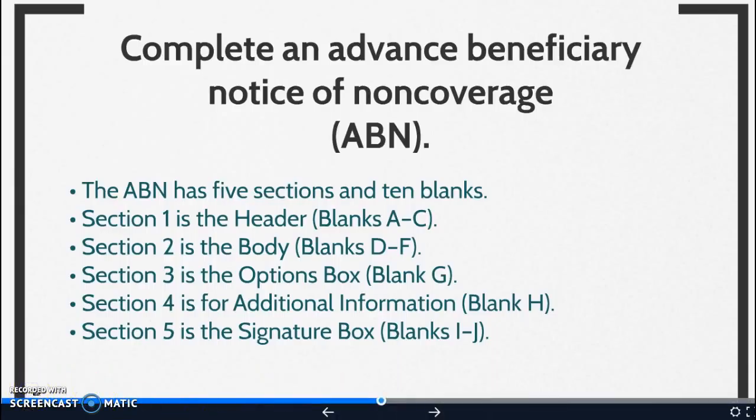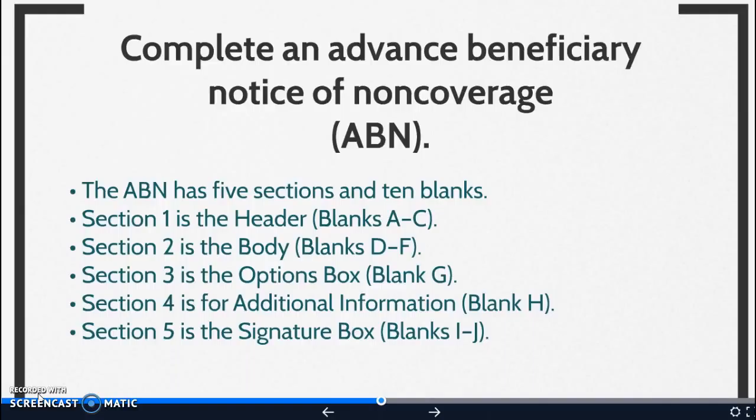Okay, so in order for it to be a valid ABN, there must be at least one reason applicable to each item or service listed in blank D, and it can be the same for all the items that you've listed there. So blank F is the estimated cost, blank G, there's different options there. All of this stuff is in your textbook. You want to definitely read through this. Blank H is additional information, and then lastly, we have the signature box, and that's important.